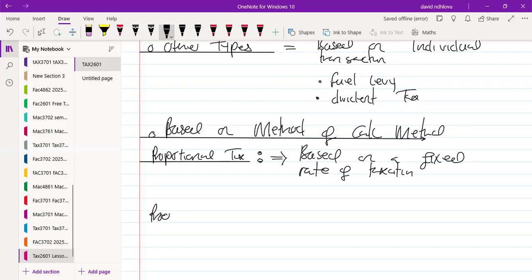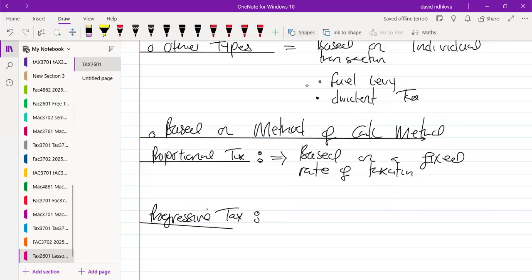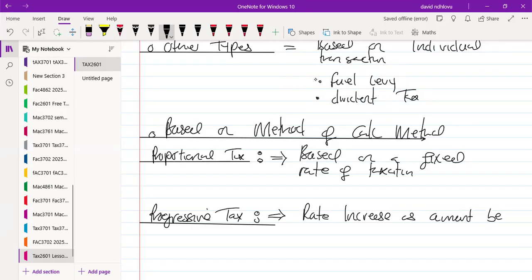Right. Then we have progressive tax. Again, this is important. This description is important on your multiple choice questions. They ask a lot of questions around the information that I'm giving you here. So when you talk about a progressive tax, we are saying the rate increases with the amount earned. Rate increases as the amount being taxed increases.